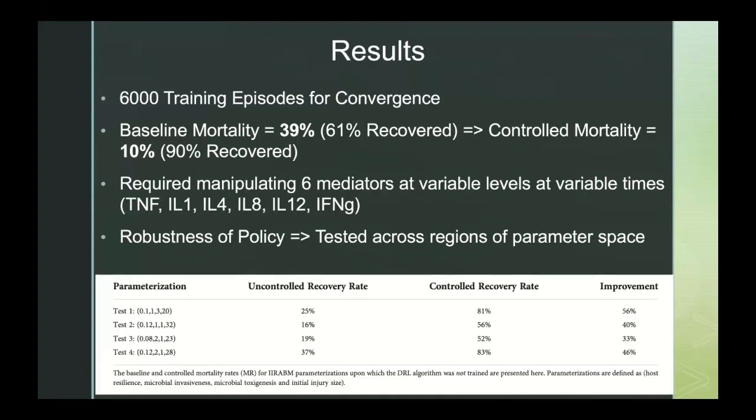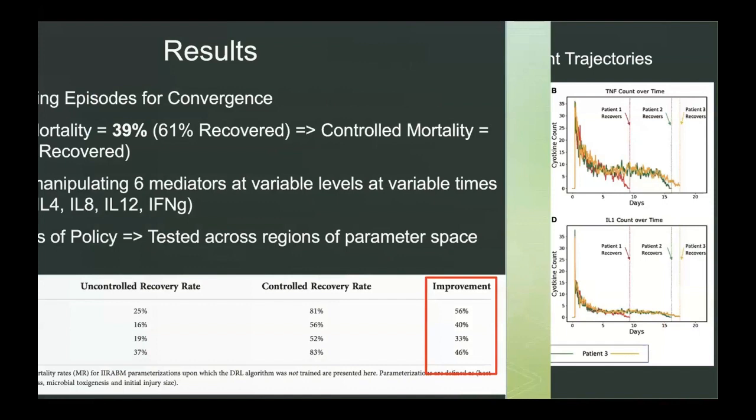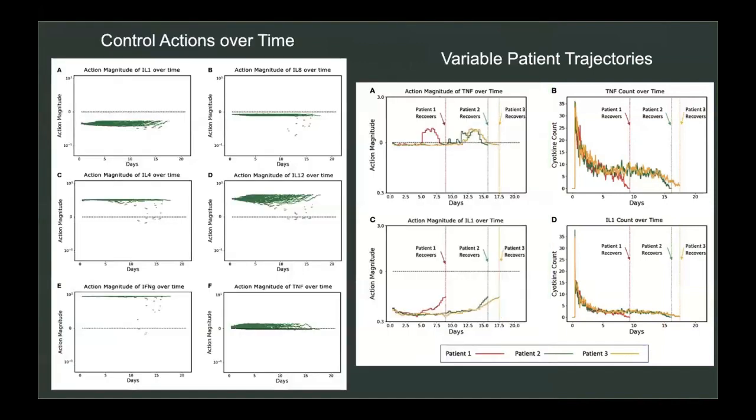Right, so we had a 40% mortality in our base case and dropped that to 10% mortality. It did, however, require manipulating 6 different mediators at different levels at various times. And this was a robust policy derived by the AI because it worked across regions of parameter space in different MRMs. So here's an example of what those control actions are.